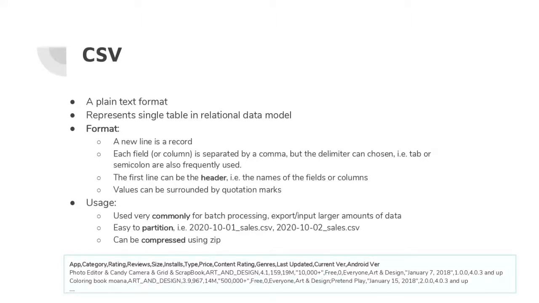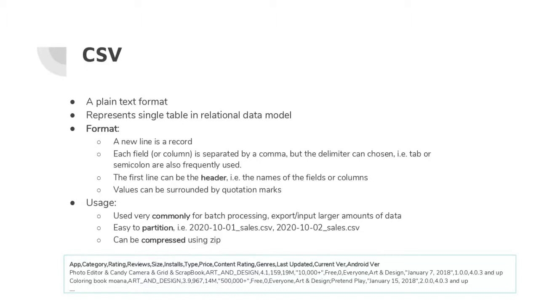The values are separated by a comma, but you can choose it, so it can also be a tab or a semicolon. And if you have a comma in your data field, in your column, you can escape it by surrounding it with quotation marks. So it's a very simple format.